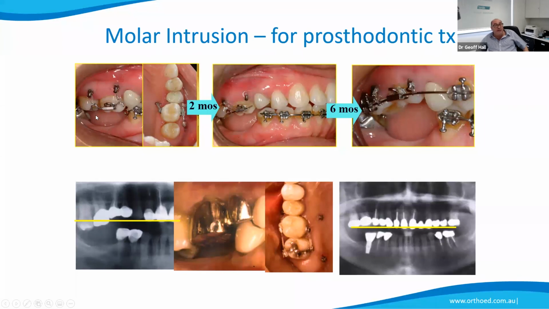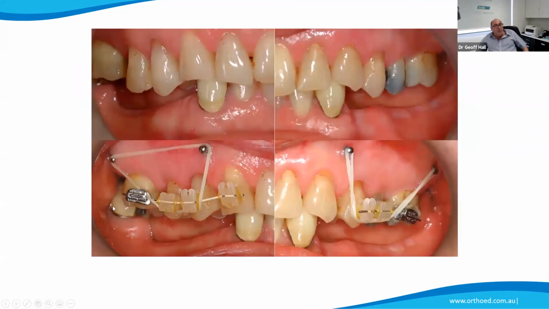Because the beautiful thing is once you've restored them with your implants, that is your retention. They can't extrude any further. So this is what we do a lot with our micro implants to intrude these over-erupted posterior teeth. Very, very useful when you've got over-extrusion of the posterior segment.